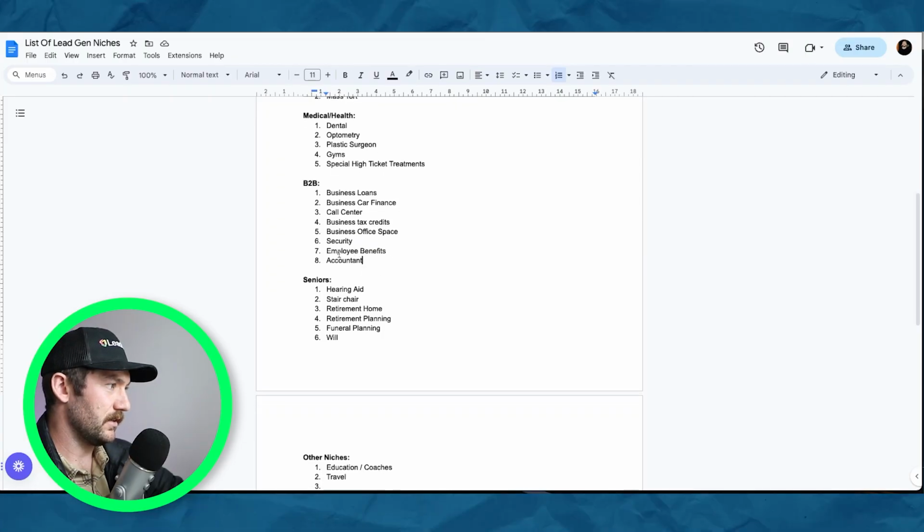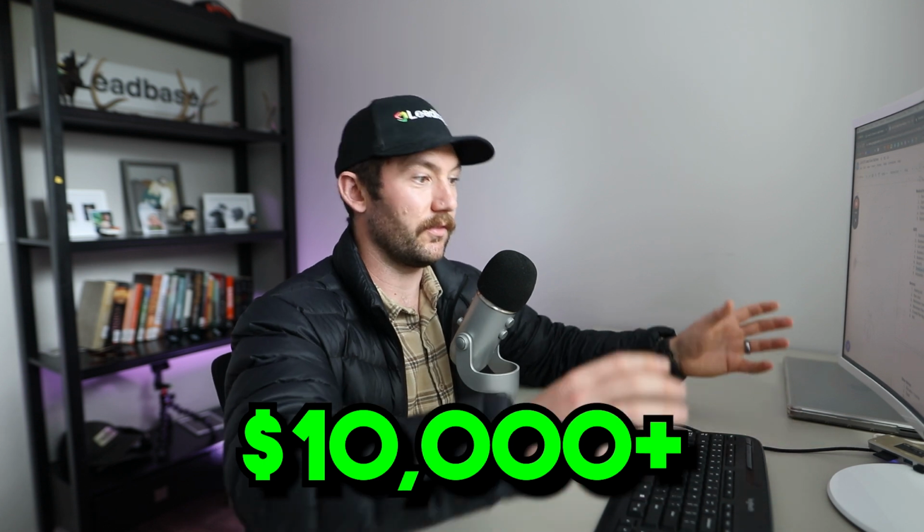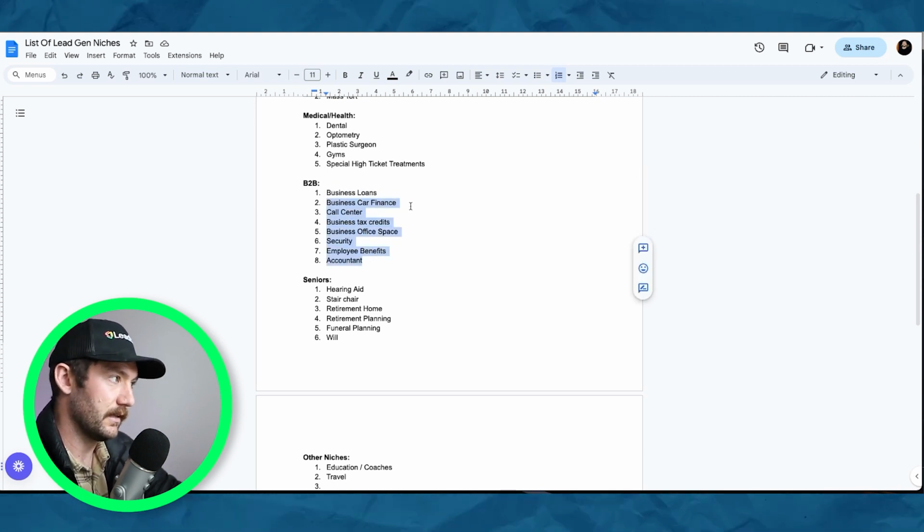Business office space, security, employee benefits. This could be a big one. If you can get some 100 employee company on a new benefit package, that lead could be worth $10,000, because that could be worth millions of dollars to your client if you got their 401k plan for their 100 employees. That's huge potential in B2B, or business loans. If you get somebody a $500k business loan, you could back end that and make tens of thousands of dollars. So big money in B2B, harder to find the clients in B2B though.